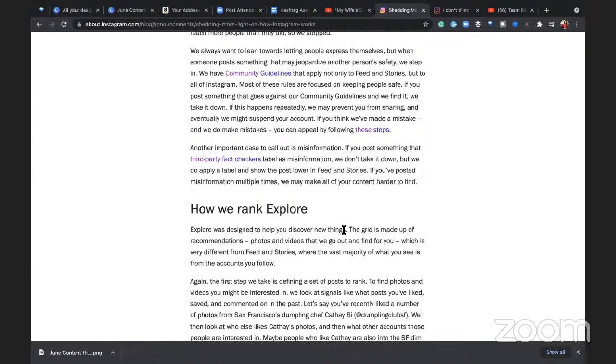Another important case to call out is misinformation. If you post something that the third-party fact checkers label as misinformation, we don't take it down. But we do apply a label and show the post lower in feed and stories. If you've posted misinformation multiple times, we may make all of your content harder to find.